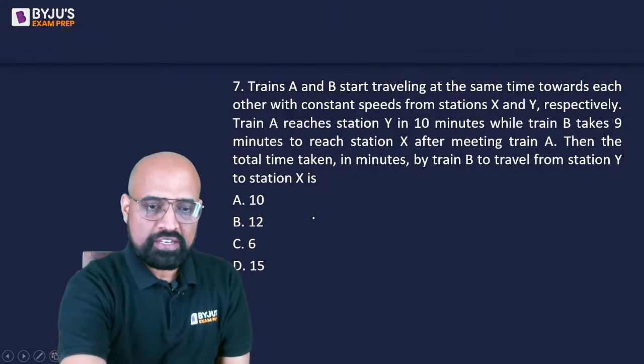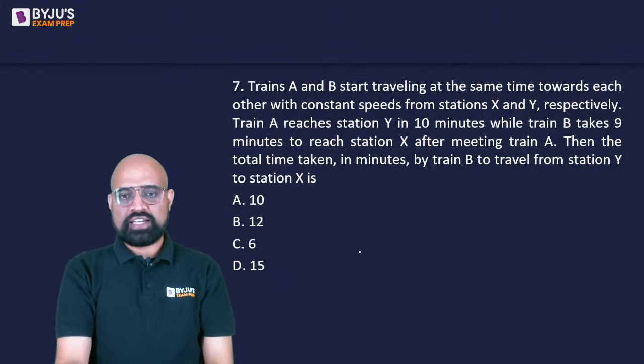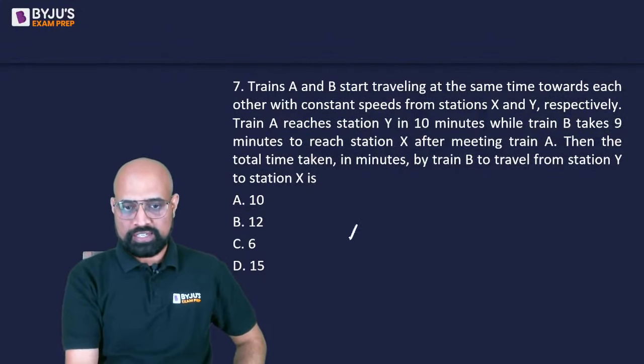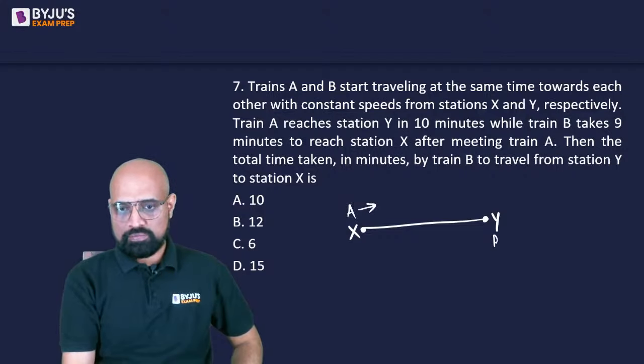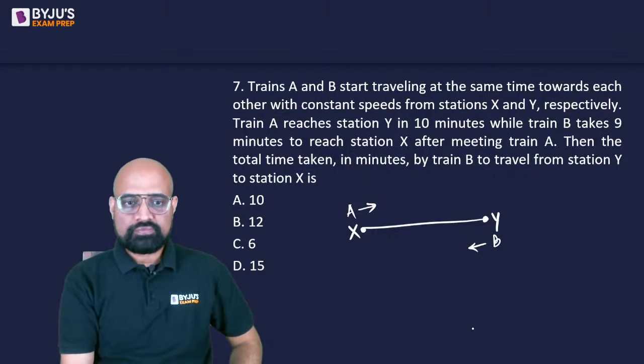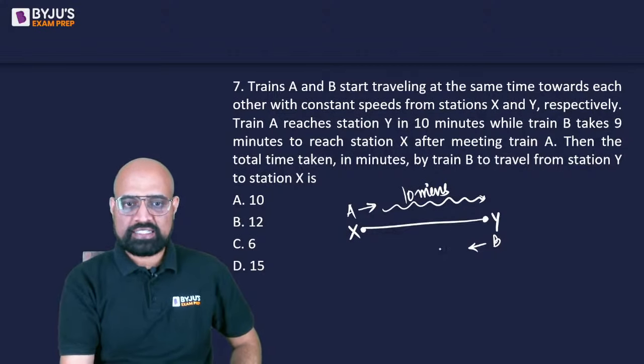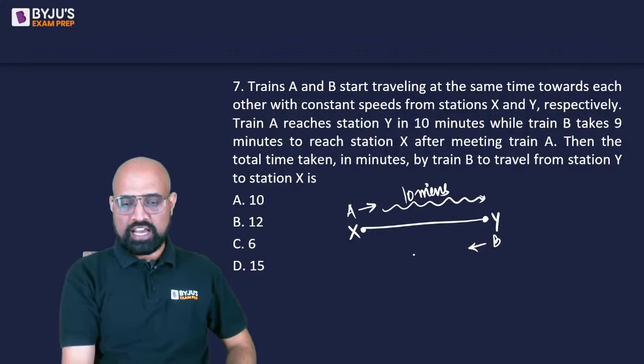Question number 7. Trains A and B start traveling at the same time towards each other with constant speeds from stations X and Y. So this is station X, and then we have station Y. A is traveling towards Y, B is traveling towards X. Train A reaches station Y in 10 minutes, while train B takes 9 minutes to reach station X after meeting train A.